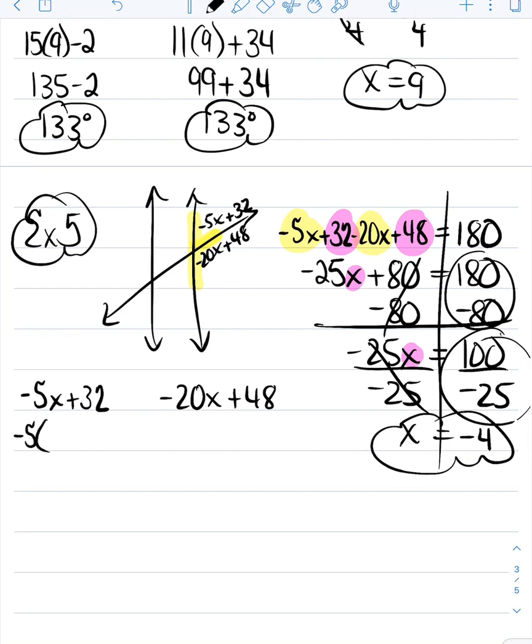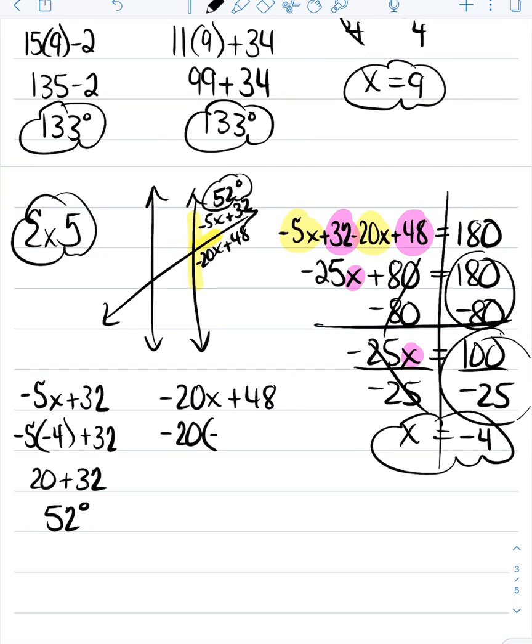So negative 5 times x, which is negative 4, plus 32. So that's 20 plus 32. So this angle measures 52 degrees. Now, we didn't set these equal to each other. They're equal to 180. So this angle's not going to measure the same.